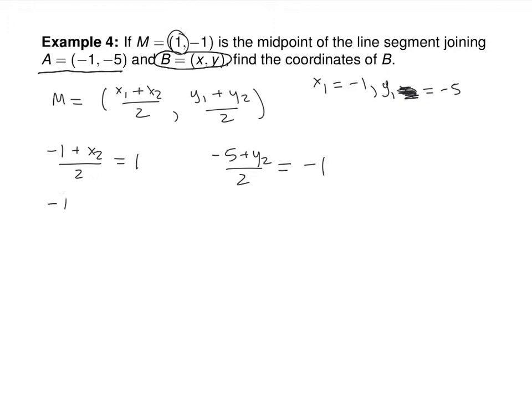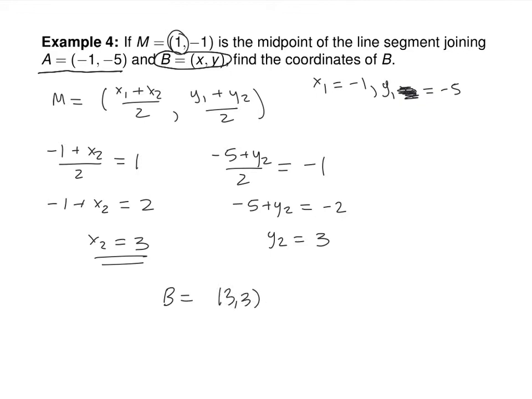So we'll have -1 plus x sub 2 equals 2. And so what's x2 going to equal? 3. This next one will be -5 plus y sub 2 equals -2, and your answer for y2 is also 3. So your point B is equal to 3, 3.